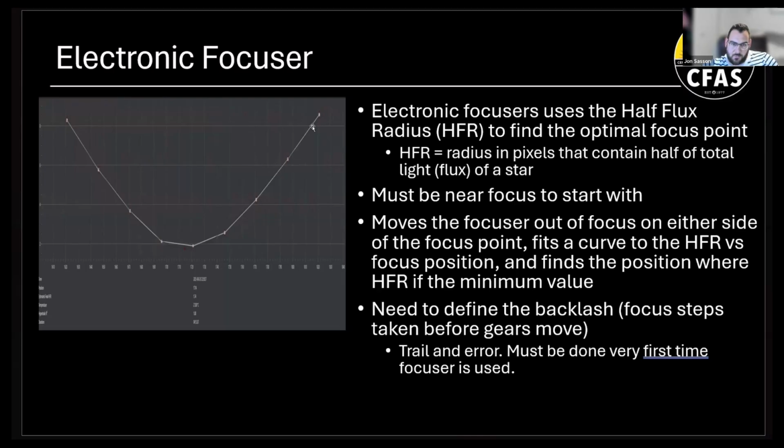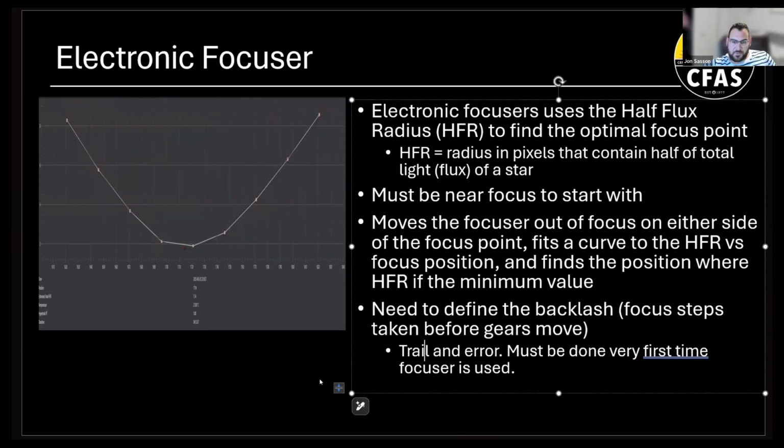It'll be on one side of the focus point, and then it'll move to the other side of the focus point. And then it fits a line, this V-shaped curve, this parabolic shape. Once it has this line fitted through those points, it can do some math to figure out what focus step gives you the minimum value of your HFR. You can see that would be this red dot here, and that's how it knows that it's in focus.